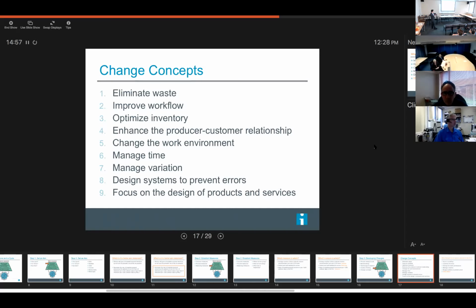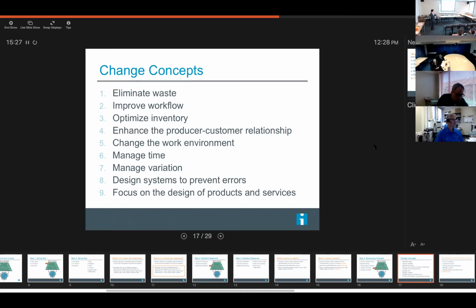So, we could talk about this forever, but we'll carry on. These are the different change concepts. Eliminating waste means trying to find where we're duplicating things. Improving workflow means trying to line things up in order of what they're doing rather than people going around in circles. Optimizing inventory means not stocking too much of something and letting it go out of date, but also not letting something run out and then people having to go to the next place to get something.